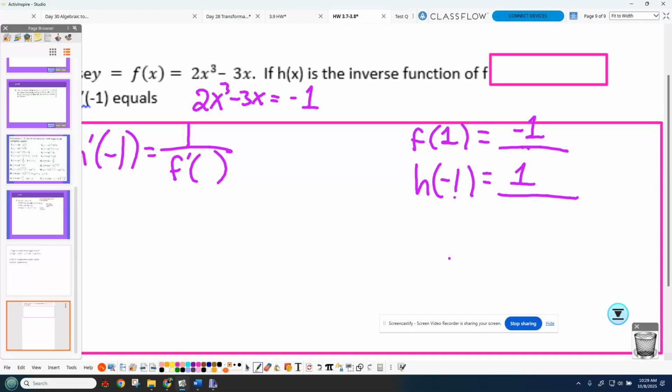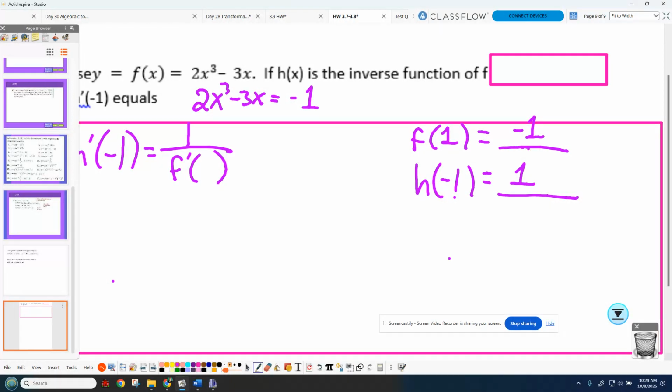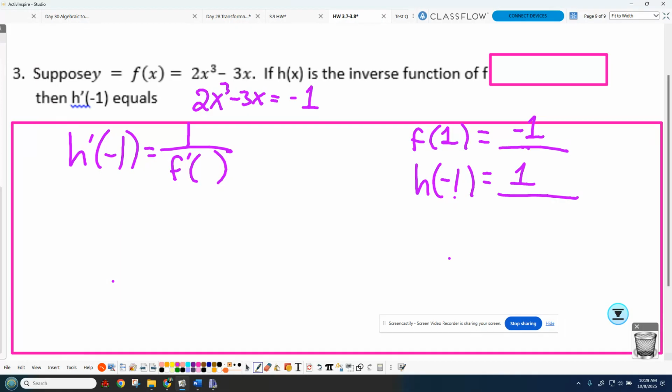And then Jeremy said something about this. The derivative of f at 1. What is the derivative of f? Andy, what's the derivative of f? 6x squared minus 3.